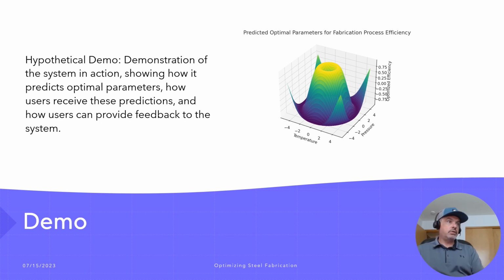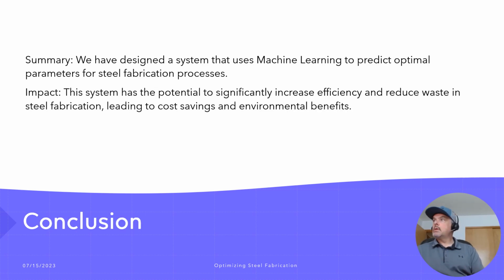And in conclusion, we have designed a system that uses machine learning to predict optimal parameters for steel fabrication processes. By doing so, we believe the system has the potential to significantly increase efficiency and reduce waste in steel fabrication, leading to both cost savings and environmental benefits.